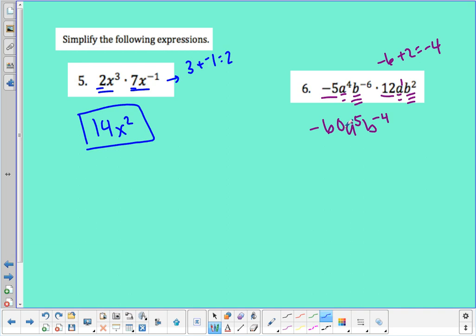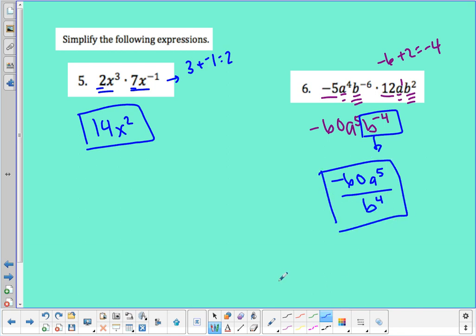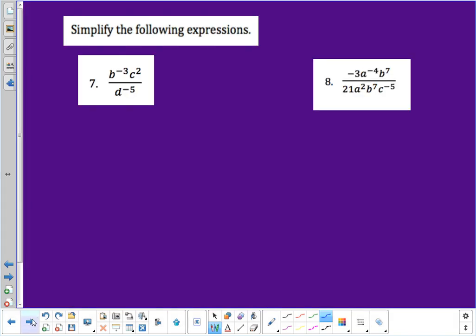So the negative 60 is fine, it's not a fraction. A to the fifth is fine, it's positive. But b to the negative fourth is negative. That needs to move down. So my negative 60 and my a to the fifth are going to stay on the top. And on the bottom, I'm going to have b to the positive fourth. That is my final answer. Let's take a look at number 7.